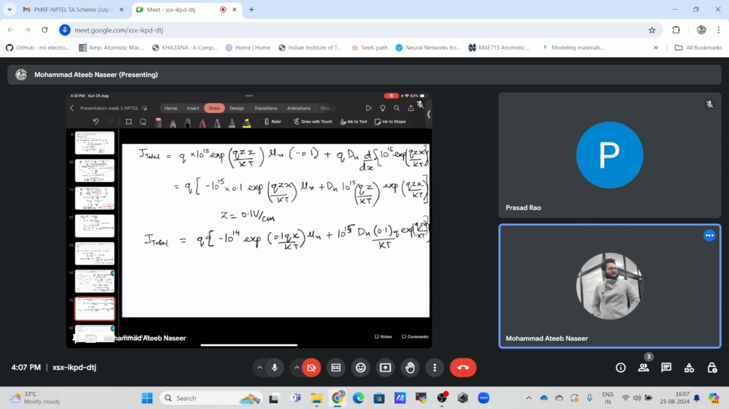Okay, so if I take 10 to the power of 14 outside, it is mu n times minus exponential of 0.1 qx by kT, plus 10 to the power of 14, I have taken common, Dn times kT by q exponential of x by kT. But we know Dn by mu n is simply kT by q, or Dn is simply mu n times kT by q.